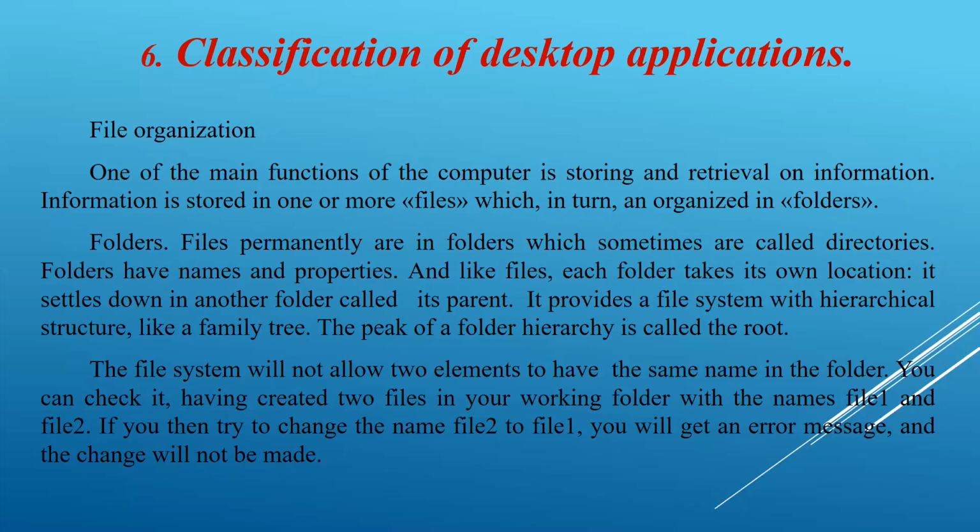Folders. Files are permanently kept in folders, which sometimes are called directories. Folders have names and properties, and like files, each folder has its own location. It lies inside another folder called its parent. This provides a file system with a hierarchical structure like a family tree. The peak of a folder hierarchy is called the root.